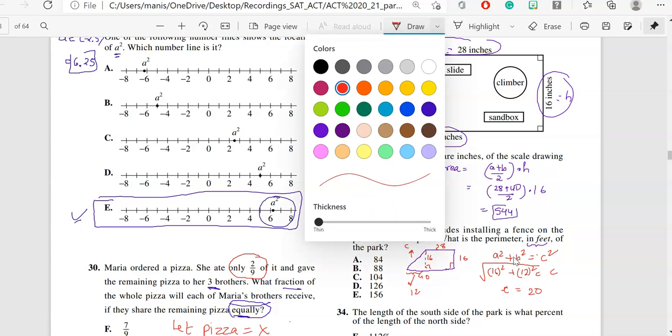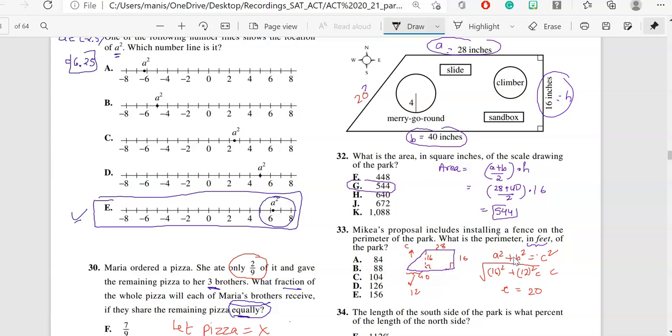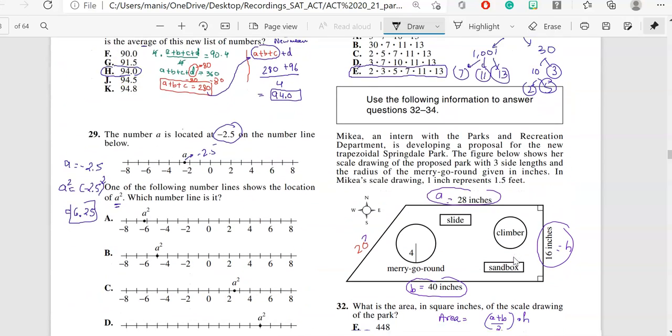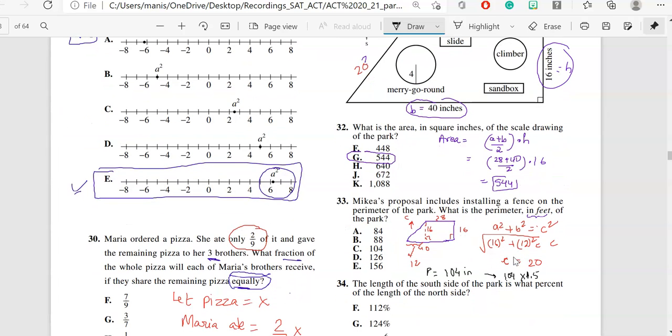Now the next thing I have to do is add all of them so I can get the value of the perimeter. When I add all of them, it will give me 40 plus 16 is 56, 76, 104. So 104 is my answer. Now do keep in mind, this is in inches. What do I need to change? I need to change it to feet. How can I change it to feet? I need to multiply this by 1.5. How did I get 1.5? If you look over here, it says 1 inch represents 1.5 feet. So when I multiply, I will end up with my answer as 156. So this is the answer choice for this problem.